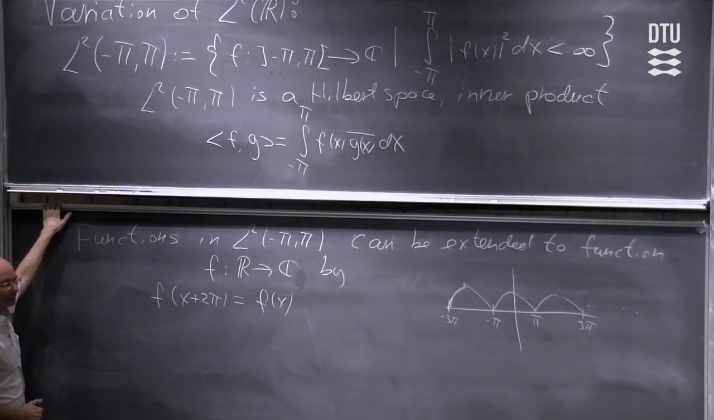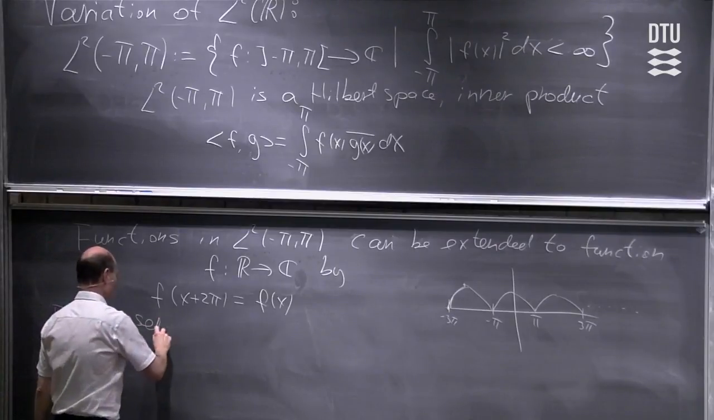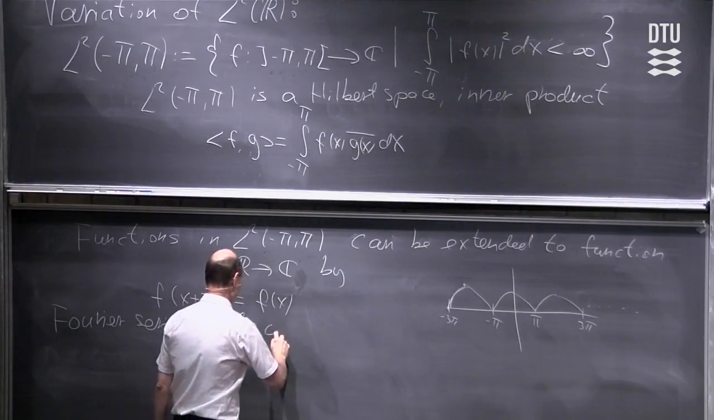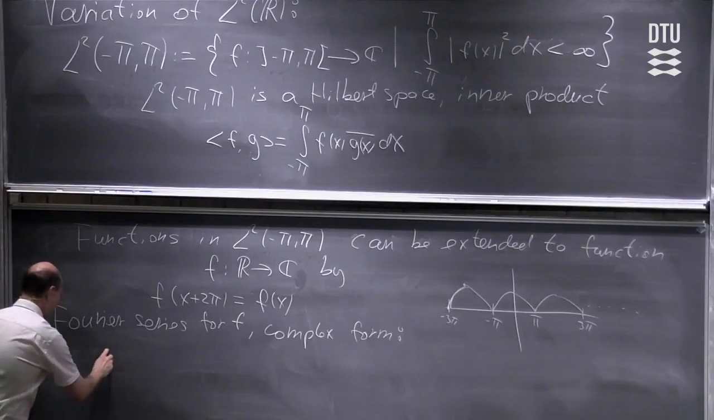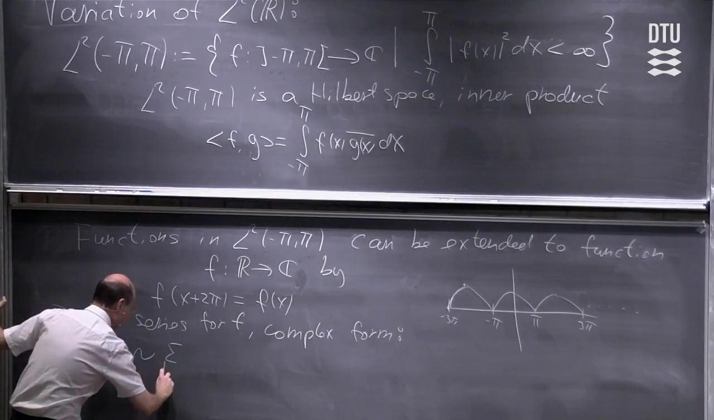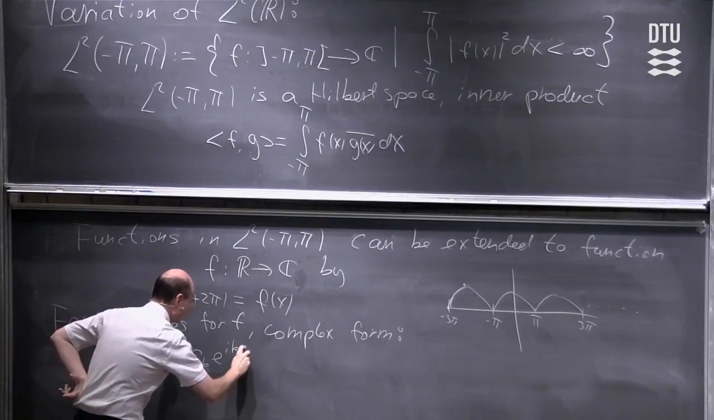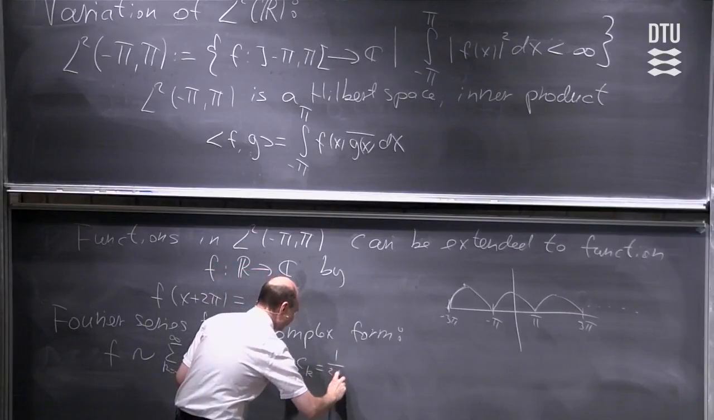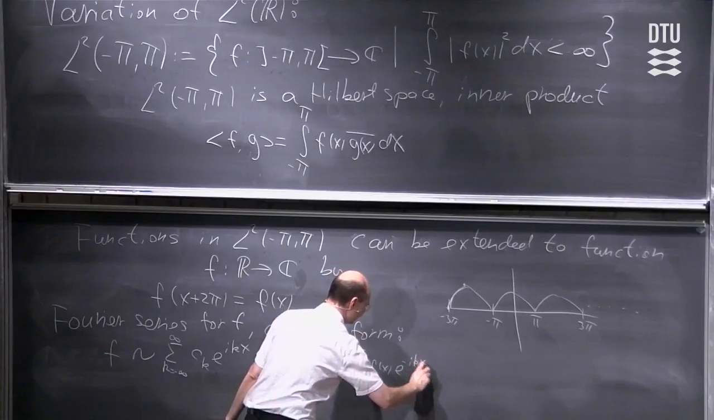So what did we do in mathematics 2 for such functions? We looked at the Fourier series. And let's look at the complex form of the Fourier series. So that means we started with the function f, and to that function we associate the Fourier series, which was just the sum from minus infinity to infinity of some coefficients ck times e to the I k x. And the way we defined the ck was as the factor of 1 divided by 2 pi times the integral from minus pi to pi, f of x e to the minus I k x dx.